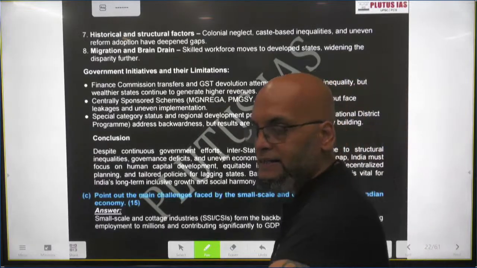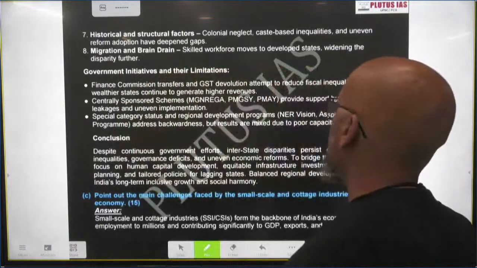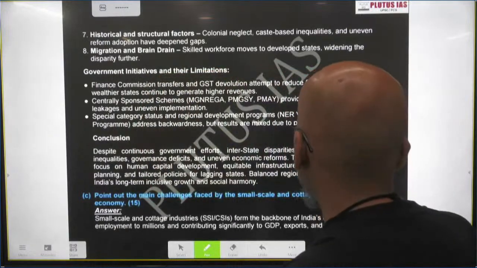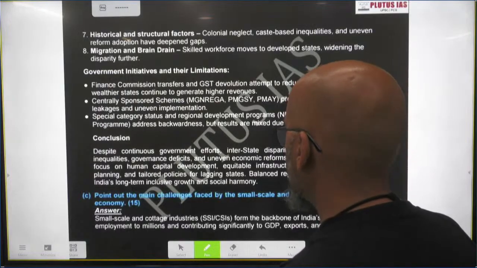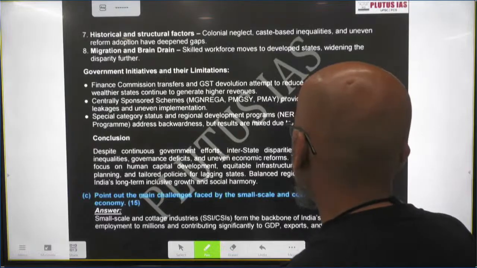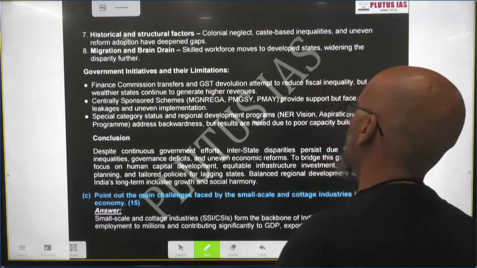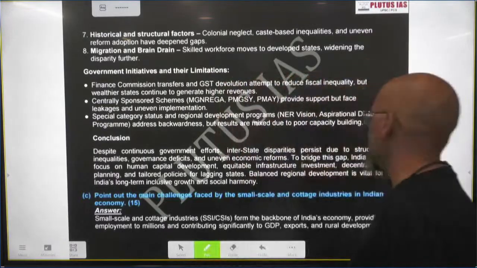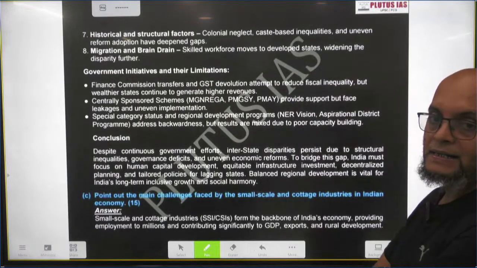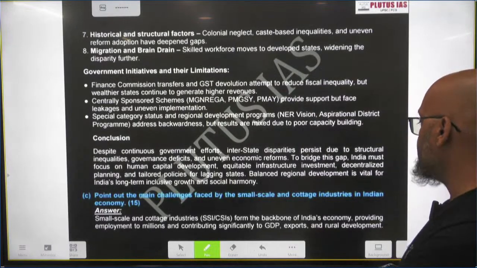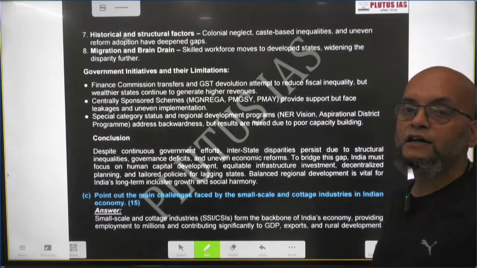poor capacity building. Conclusion: despite continuous government efforts, interstate disparities persist due to structural inequalities, governance deficit, and uneven economic reforms. To bridge this gap, India must focus on human capital development, equitable infrastructure investment, decentralized planning, and tailored policies for lagging states. Balanced regional development is vital for India's long-term inclusive growth and social harmony.